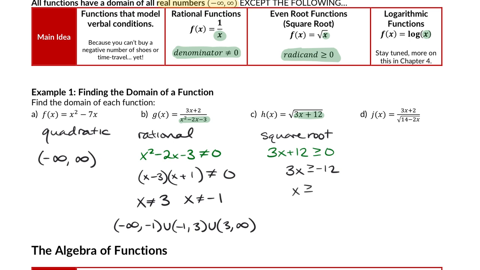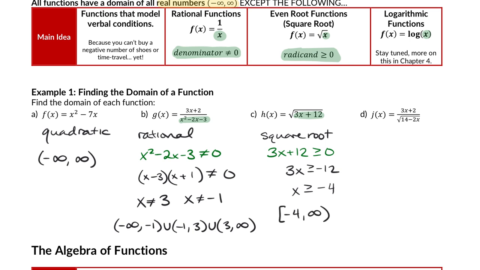Are you sure? No, you didn't divide by a negative. That's the only time that you flip the sign. So we have x greater than or equal to -4. And if we're writing interval notation for this, numbers that are bigger than -4 are -4 off to infinity. So we would answer that the interval for the domain is from -4 to infinity.